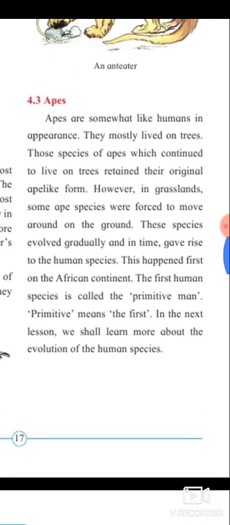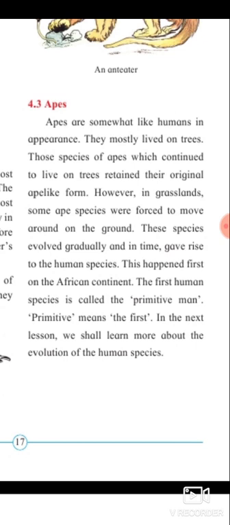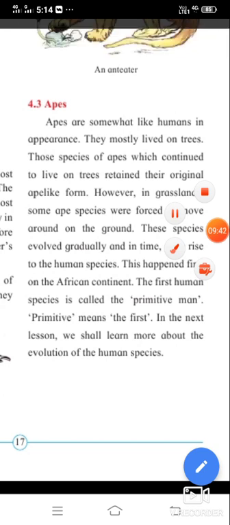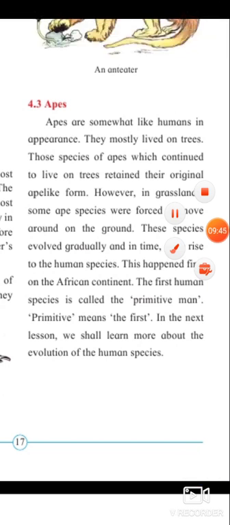Apes are somewhat like humans in appearance. Apes, this is an example. These are called apes, and they may look like humans. You may have seen apes. Now apes look like humans in appearance.